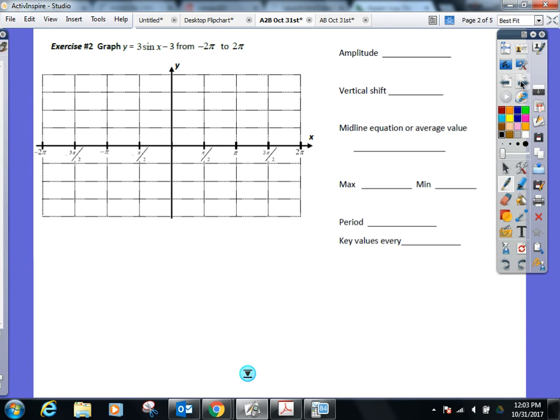Okay, next one here. People complain third period: why can't we graph it first and then answer the questions? You'll see, answer the questions first, and I'll show you why you want to answer the questions before you graph. You ready, Lucas? We're eventually going to graph 3 sine x minus 3. All right, amplitude, 3. That's the number out in front, 3.